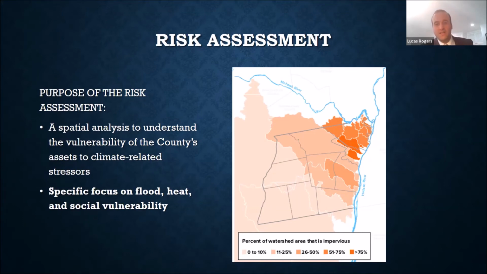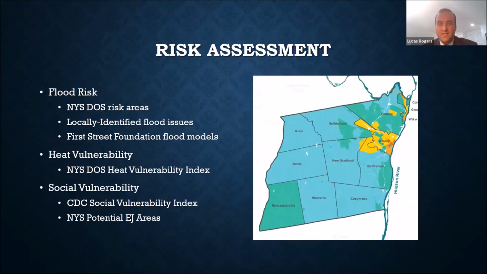This map on the right is one piece of that puzzle, which is impervious cover. You can see the urbanized area, and as you get out into our suburbs and then out into the more rural areas, the impervious cover decreases. And so we used these data sources for flood: Department of State, local knowledge, and the First Street Foundation data sets. Heat is based on the Heat Vulnerability Index. And then social vulnerability based on CDTC and EJ.